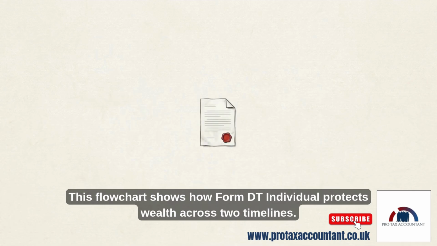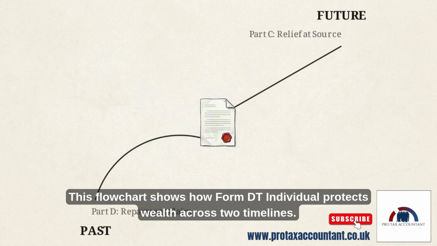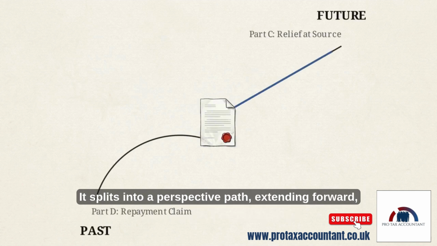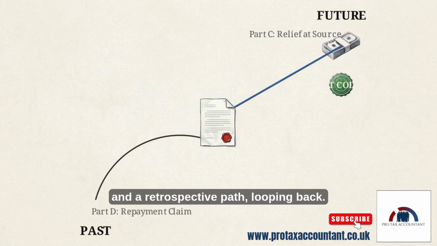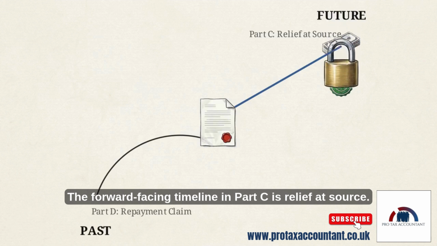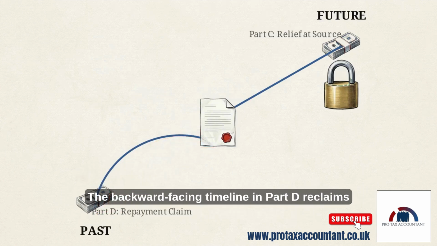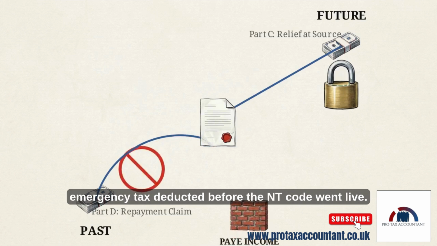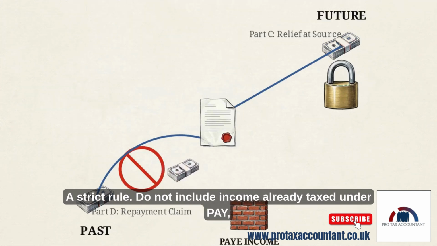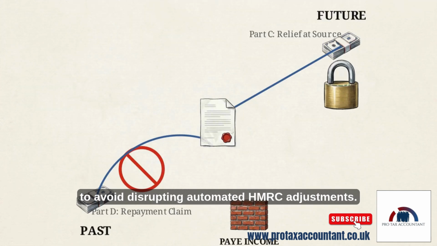This flowchart shows how Form DT Individual protects wealth across two timelines. It splits into a prospective path extending forward and a retrospective path looping back. The forward-facing timeline in Part C is relief at source. Securing this issues the NT code, permanently shielding future payments before processing. The backward-facing timeline in Part D reclaims emergency tax deducted before the NT code went live. A strict rule: do not include income already taxed under PAYE, to avoid disrupting automated HMRC adjustments.